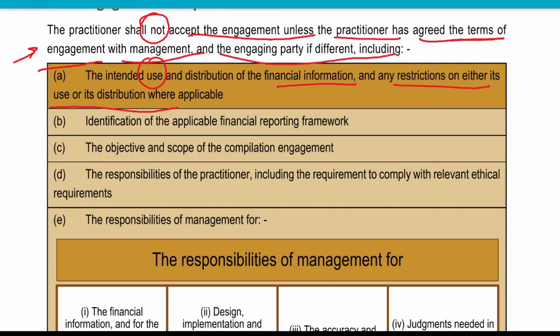Okay, if there is a restriction that applies to it, where applicable. It's possible that there are some, like I have told you, Ind AS cases or other financial reporting framework bases. If accounts are being prepared, it might be possible that there is some restriction applicable on use. Where applicable means it is not 100% applicable. Identification of the reporting framework is to identify on which basis we need to prepare the accounts.